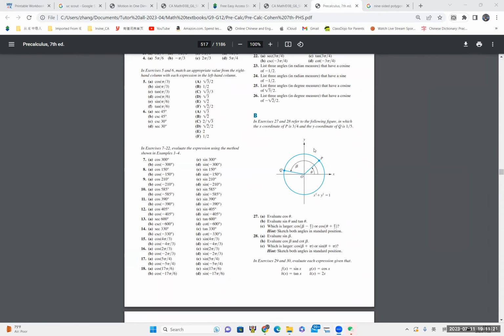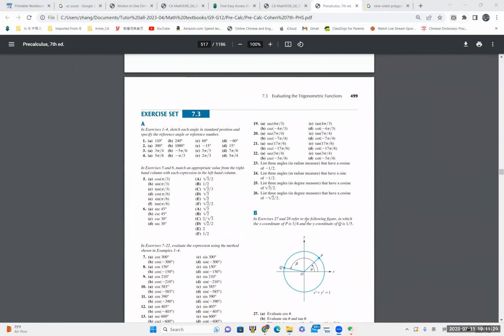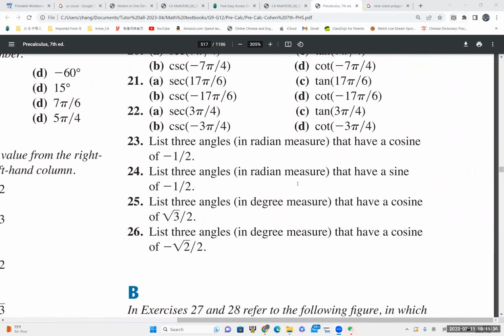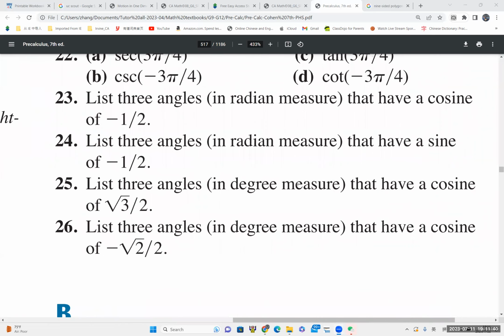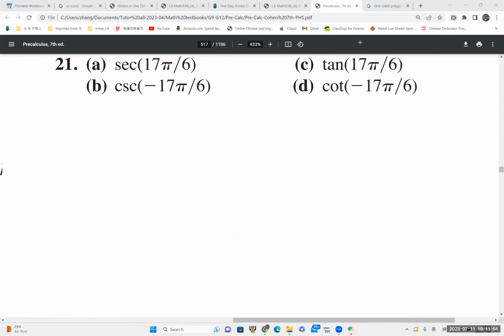Okay, let's do some exercises. A, B, no C. Okay, find some from part A. Leo, do this. Ray, do this, C and D.